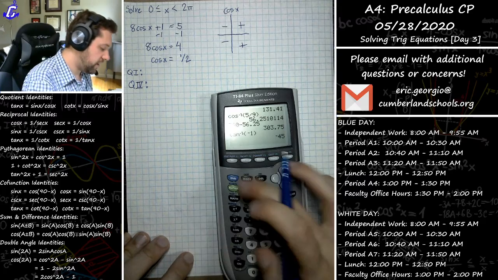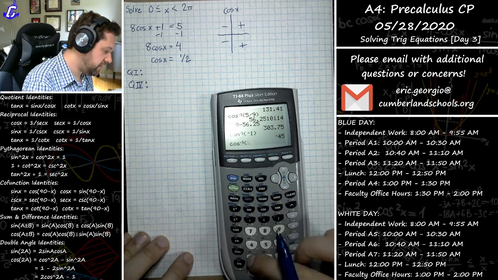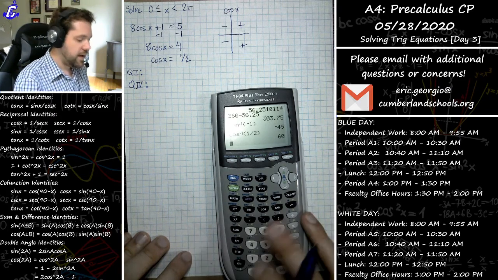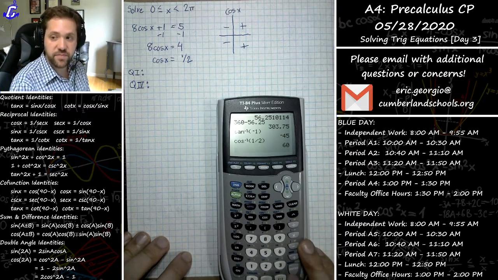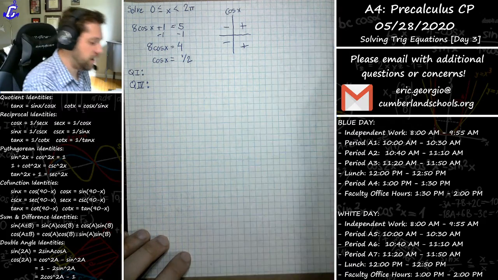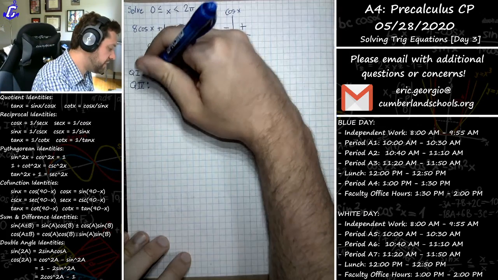So let's see what our calculator tells us. If we do the cosine inverse of 1/2, notice I kept my calculator in degree mode. It tells me that it's 60 degrees, but since we're working in radians, we know that 60 degrees is the same as pi over 3, right? So we know that x is pi over 3.